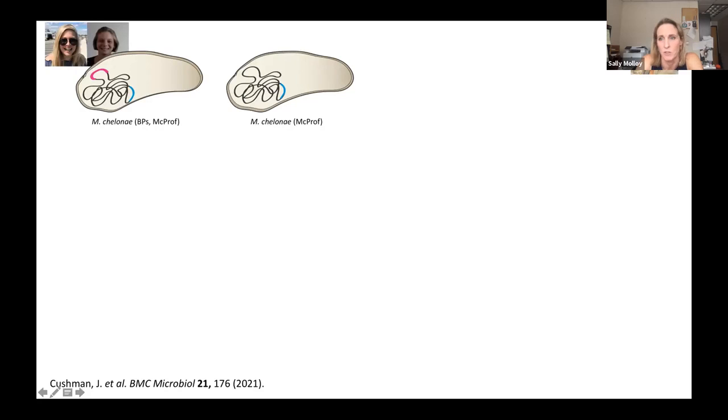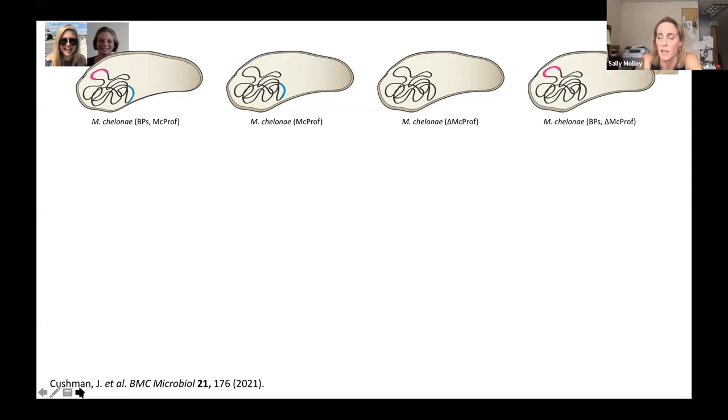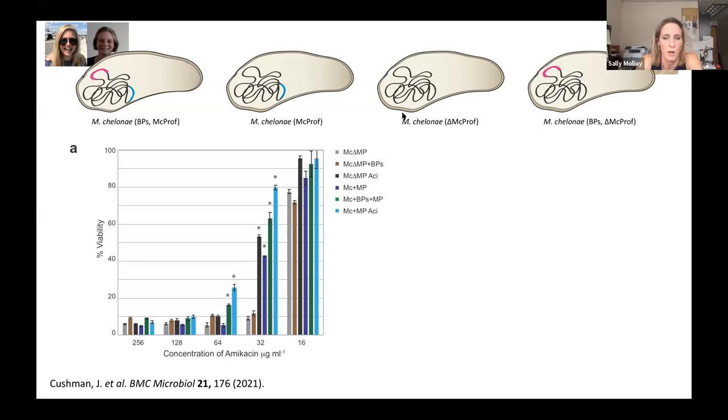My graduate student, J.C. Cushman, wanted to understand how each of these prophages were contributing to the drug resistance and changes in gene expression. So she cured our McProf strain from that prophage so that we could have a non-lysogen strain. And from that, she created a BPS single lysogen. And we went back to doing our MICs. And here's our single McProf lysogen at 32 and our double lysogen.